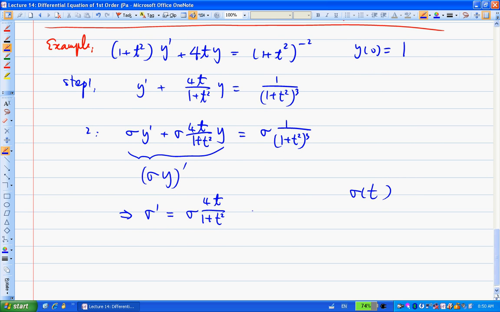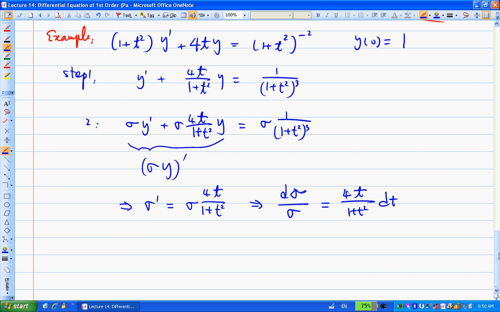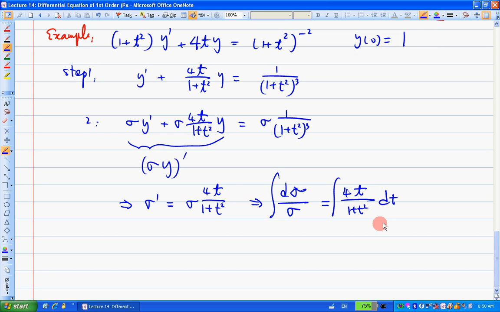Okay, so then over here we can separate the variables. So that's dσ over σ equal to (4t over 1 + t²) dt. Right, dt. So here comes another integral, the integral of these two. What technique would you use for this one here? Look at this one. Substitution again.